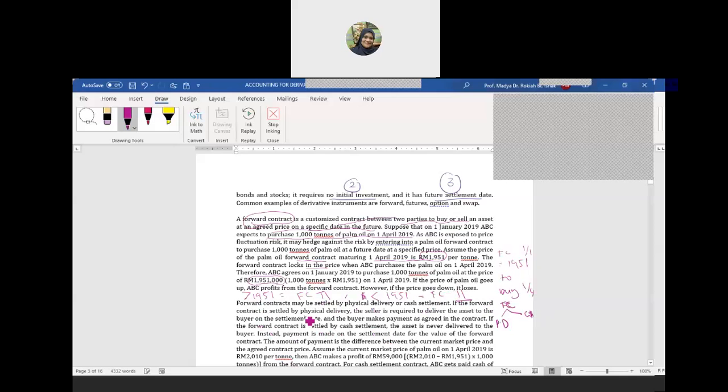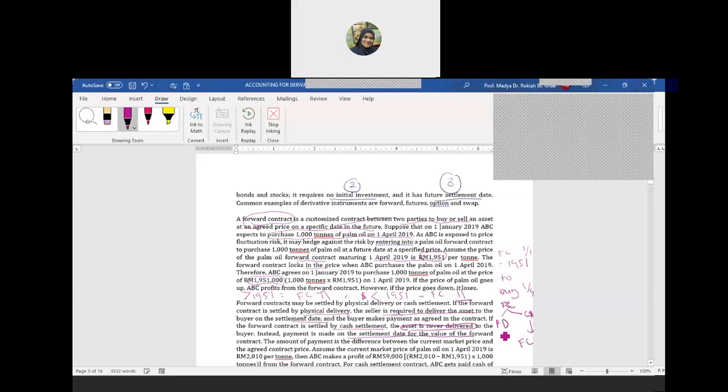If the forward contract is settled by a physical delivery, the seller is required to deliver the asset to the buyer at the settlement date, and the buyer makes a payment as agreed in the contract. If the forward contract is settled by cash settlement, the asset is never delivered to the buyer. Instead, the payment is made at the settlement date, the value of the forward contract only. If you choose the cash settlement, you only settle the forward contract.